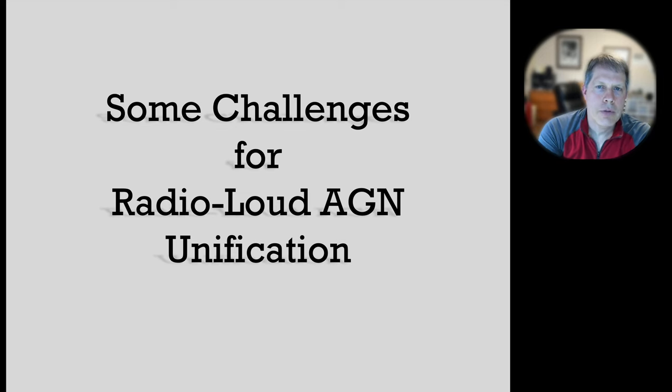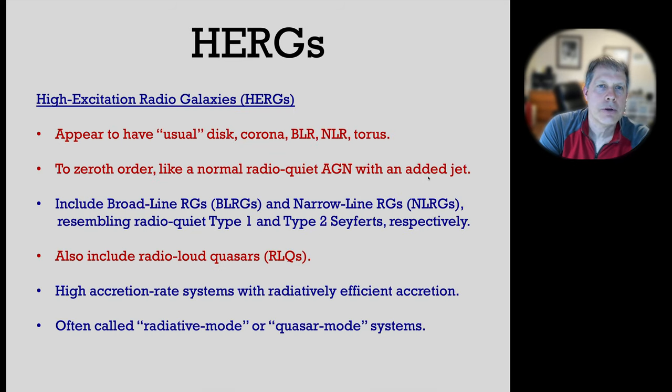We have now talked about the essentials of the unified model for radio loud AGNs, and I now just want to present a few challenges for this radio loud AGN unified model. I think the community knows this model is not fully perfect yet, and further work is needed. And I'm going to present a few apparent observational challenges for it. In particular, I'm going to focus on the high excitation radio galaxies, which, again, are thought to include the radio loud quasars, which is where most of my discussion will be.